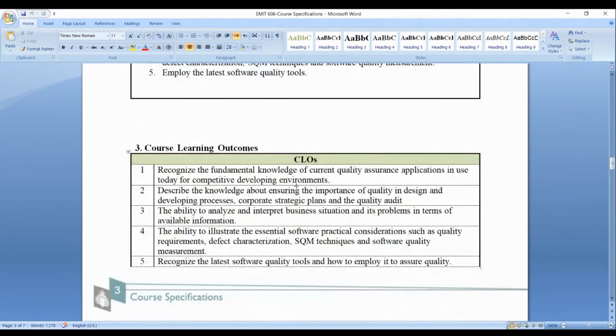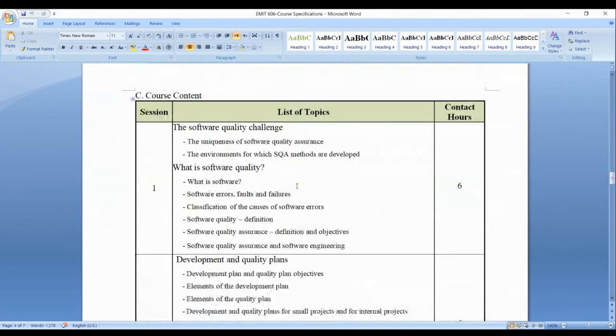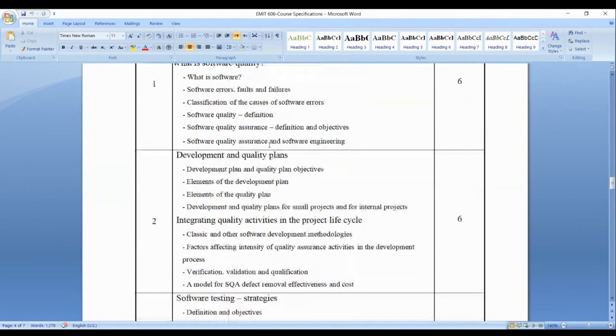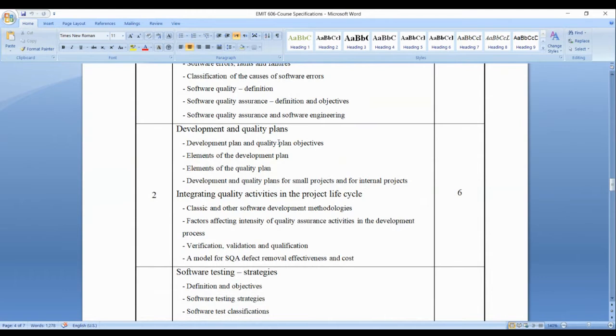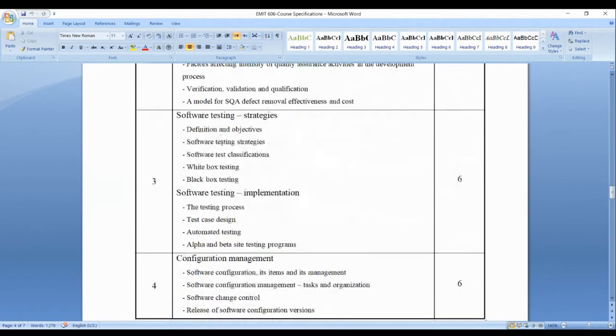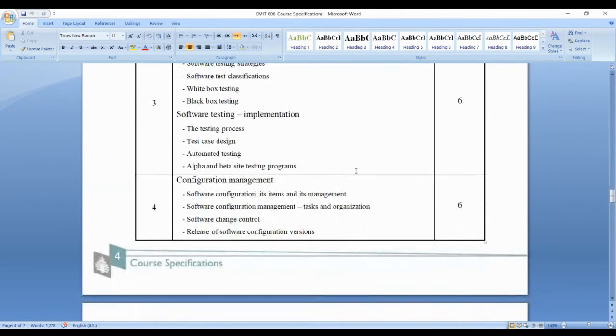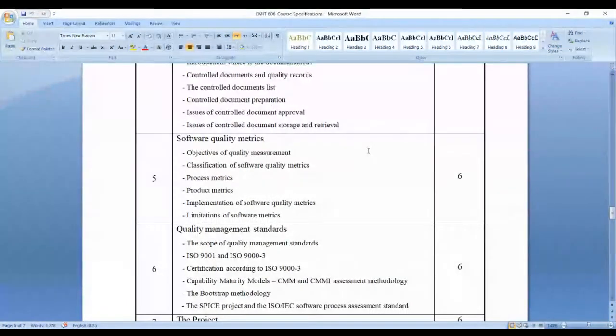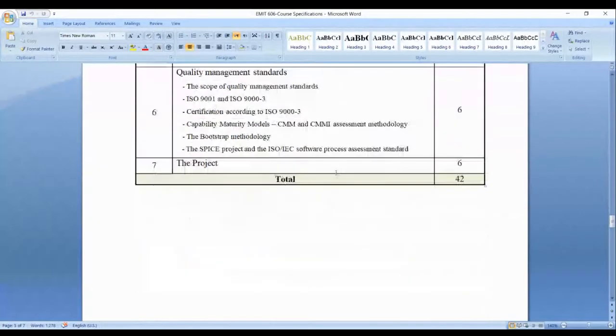These are the course learning outcomes you can read by yourself. So these are the topics. We have one week of lecture, then there is a break, and then there is a lecture. In the first session we will talk about software quality challenges and software quality concepts, then deployment and quality plans, and how to integrate quality activities in the project life cycle. Then lecture 3: software testing strategies, software testing implementation, configuration management, software quality metrics, software quality standards, and that's the end of your course.